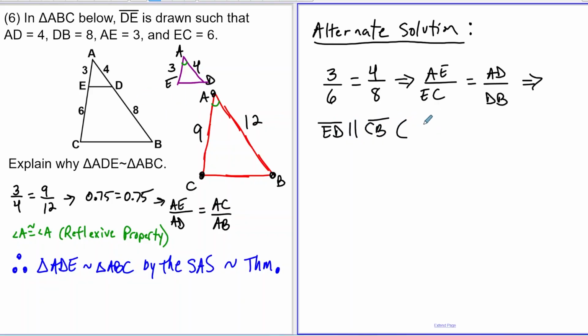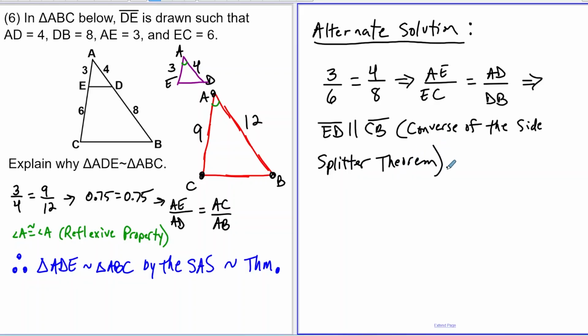And this is true, and we would actually call this the converse of the side splitter theorem. The converse of the side splitter theorem basically states that if a line is cutting two sides of a triangle proportionally, then that line is parallel to the third side. So that's in words what the converse of the side splitter theorem says. But then think about what this would show.